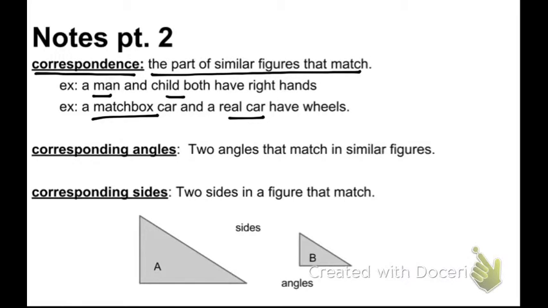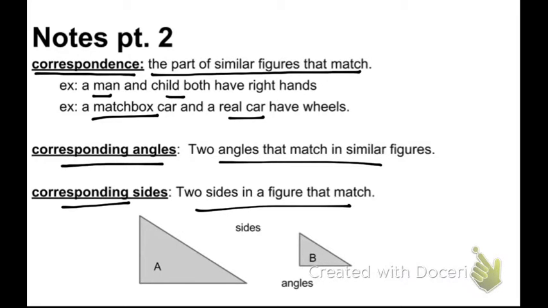And there are two kinds of corresponding features that we talk about with polygons. One is corresponding angles, and that's two angles that match in similar figures, and corresponding sides. And that's two sides in figures that match. Sorry for that mistake. And here I've got my example.